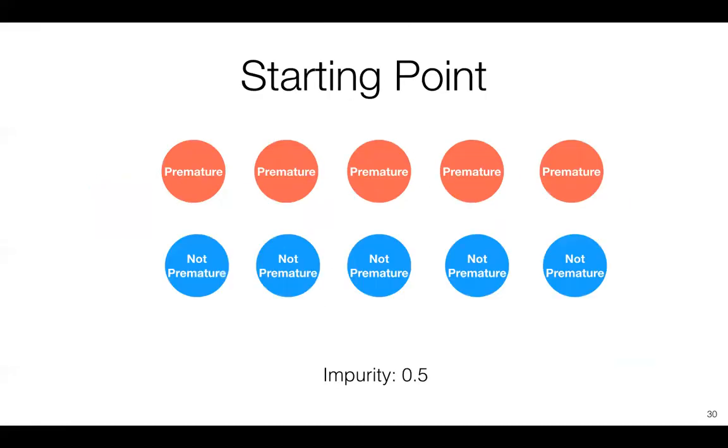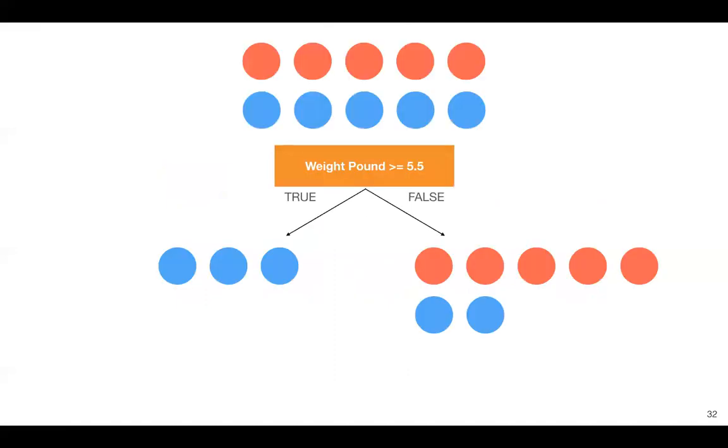So let's try to kind of exercise this thing here. So starting point, let's imagine we have 10 babies, and half of them are premature, half of them are not premature. Okay, so that means impurity is 0.5, right? And now, if we start with the question of whether weight pound is greater than 5.5 first, then it becomes something like this.